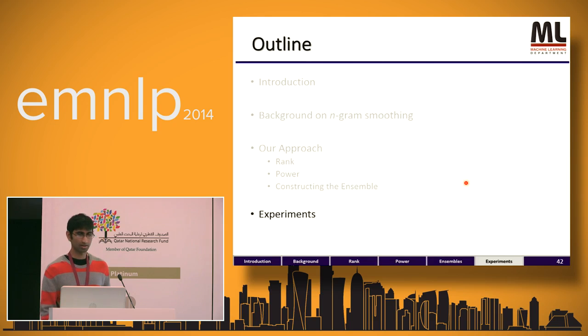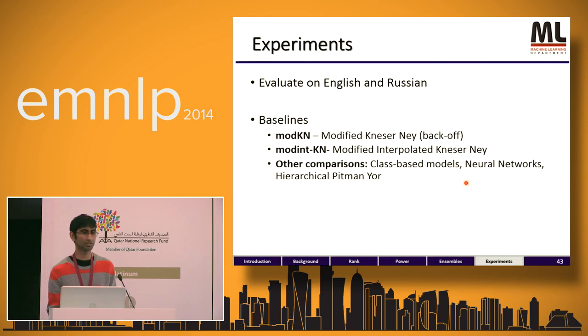Okay, so now I'll present experiments. We primarily evaluate on English and Russian. English because it's standard, Russian because it has high morphology, so it has a higher vocabulary, and so actually smoothing helps more in Russian. Our main baselines are different variants of Kneser-Ney, since that's what we're generalizing. In particular, modint is modified interpolated, which is the state of the art. We also have some brief comparisons on a small data set to other models that have also been used for language modeling, like class-based methods, neural nets, NP-Bayes, just to give some context to what our method is doing in comparison with these other approaches.